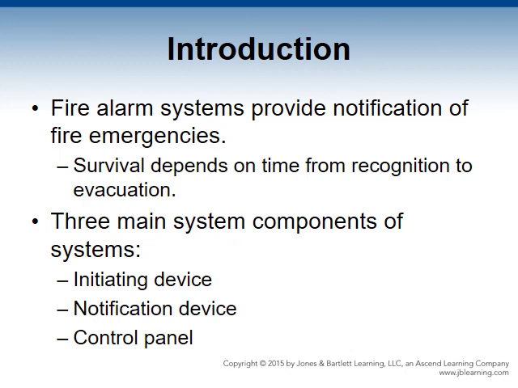The fire alarm system has 3 major components that we're going to talk about. First being the initiation device, 2, notification devices, and 3, the control panel or the brain.